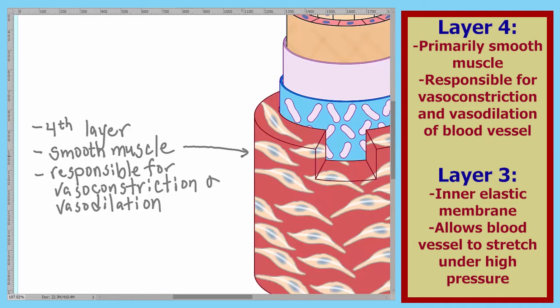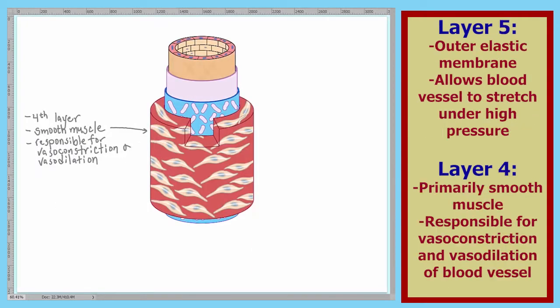Shown here is the fourth layer. It consists primarily of smooth muscle, and it is responsible for vasoconstriction and vasodilation. The fifth layer consists of an additional membrane of elastic tissue.